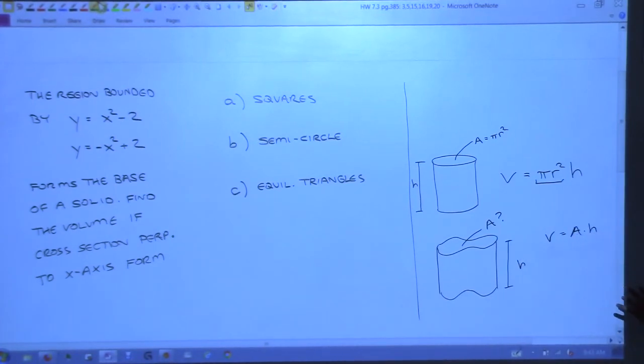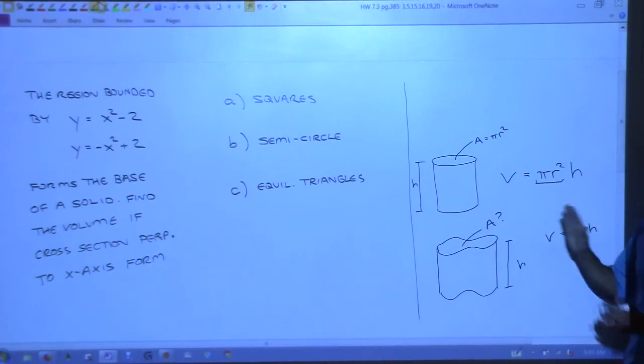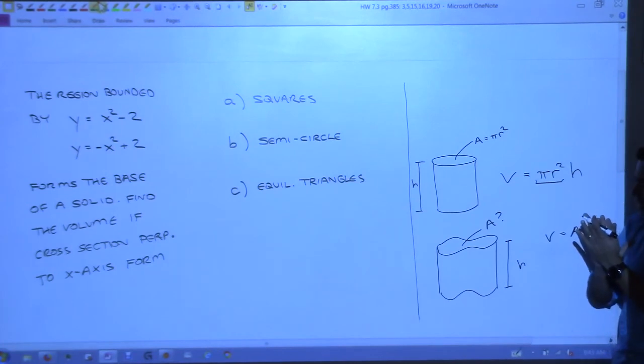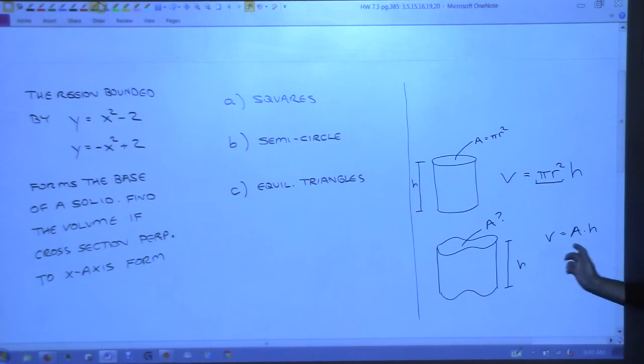Can we agree on that? Okay, I need that to proceed. So any three-dimensional object we have, if we can find the area of one of the faces of it, and just imagine moving that face a certain distance, then the volume would just be that. Okay? So let's try this problem. Let's do the squares first.